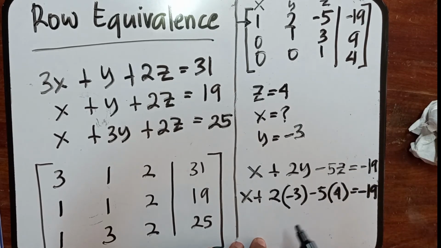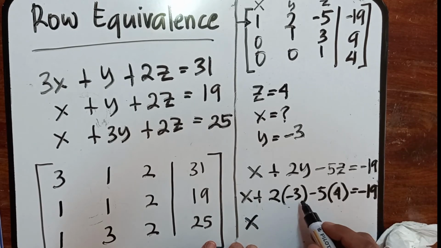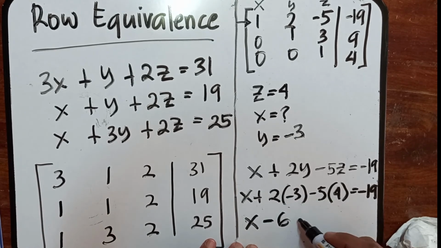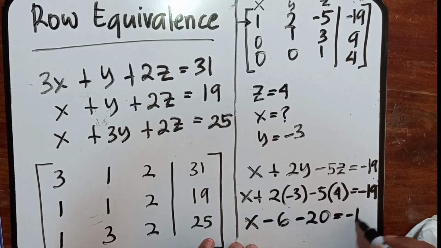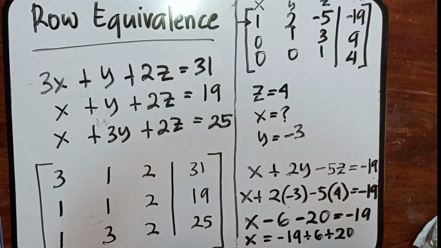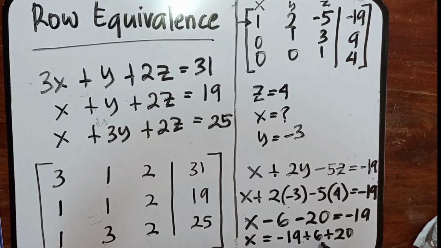Okay, so let's now do the simplification. x plus 2 times negative 3 becomes negative 6, and negative 5 times 4 becomes negative 20, equals negative 19. And then we have to isolate the 6 and 20, so x equals negative 19 plus 6 plus 20.